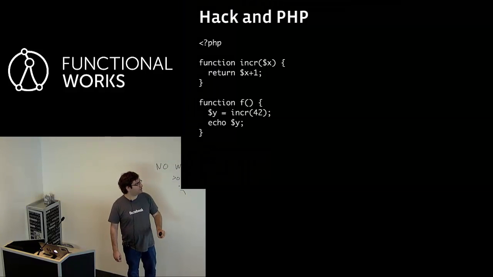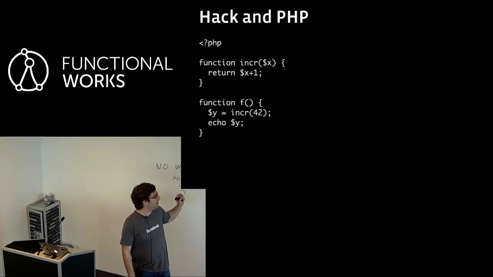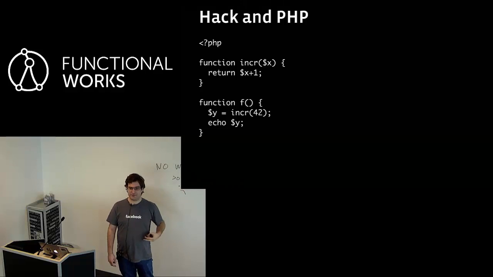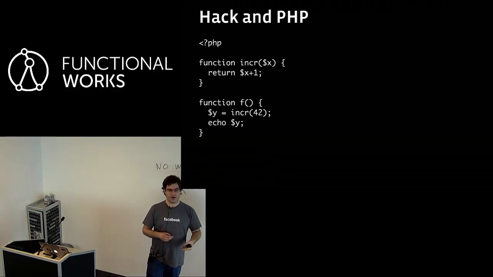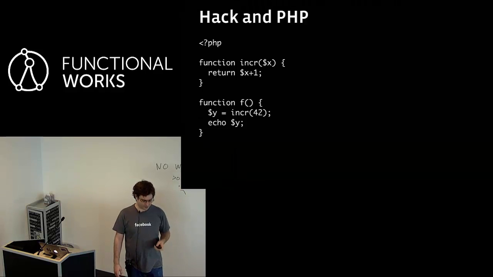So the only slide in this talk with PHP on it, this is what some PHP looks like on the left. This is an increment function. It returns the value plus 1, and then the function f, if you invoke it, calls increment, would echo 42 plus 1 is 43, and so it would echo 43. This does what you expect.